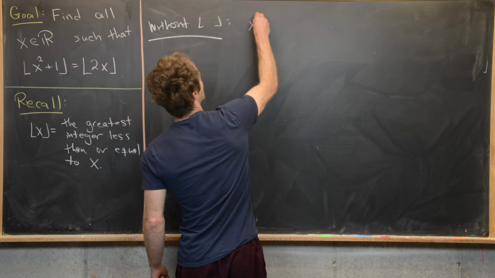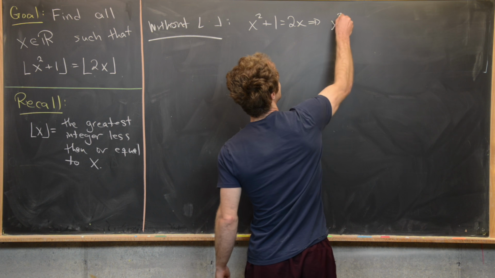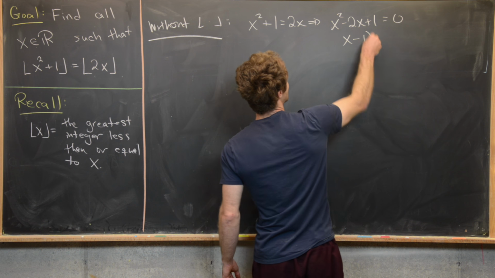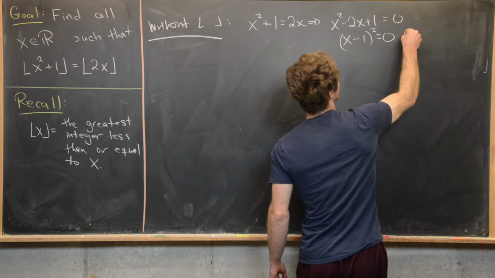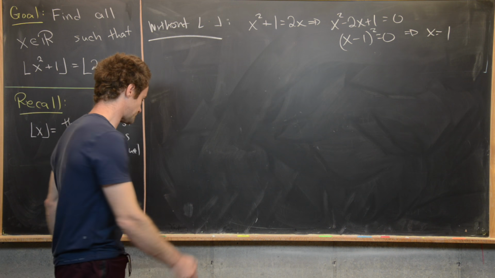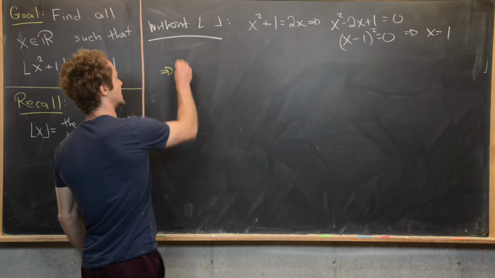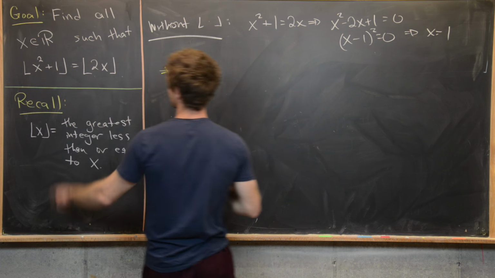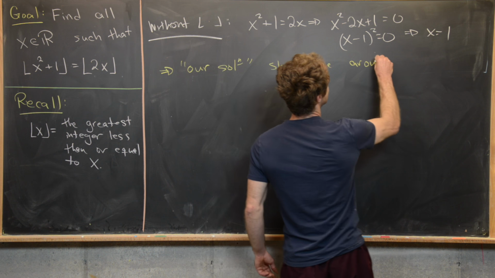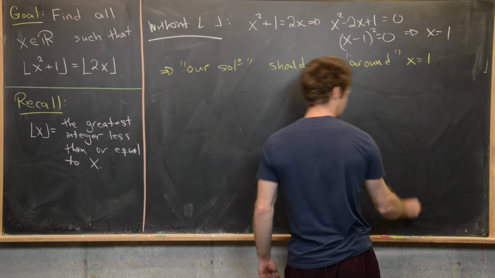This becomes x squared plus 1 equals 2x. But now notice that that is the same thing as x squared minus 2x plus 1 equals 0. But that nicely factors like (x minus 1) squared equals 0, which tells us that x equals 1 is the only solution without the floor. So that gives us some motivation for our solution, and by our solution, I mean the one that involves the floor function, should be around x equals 1.